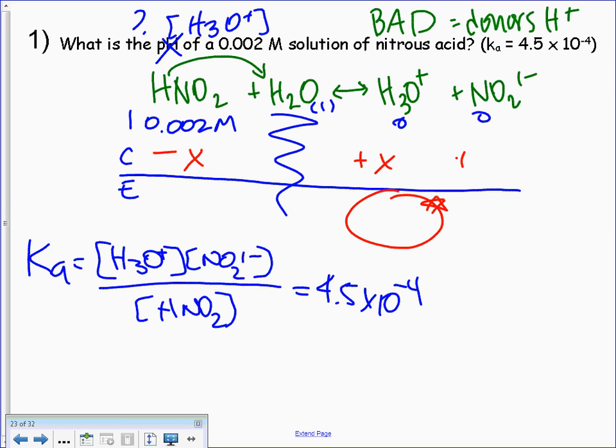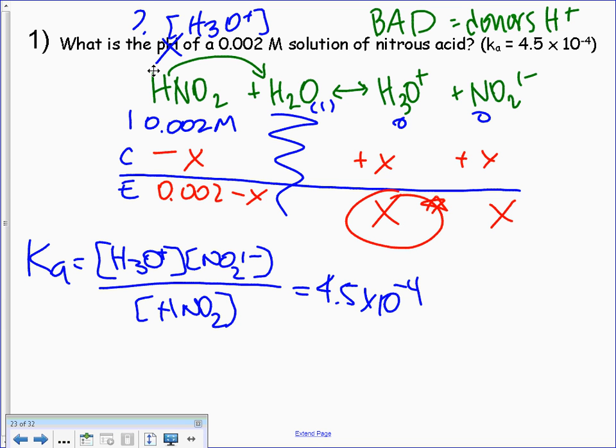1X and 1X. And remember, you're subtracting from the reactant side and adding to the product side because you're making products when you react reactants. So then at equilibrium, we have 0.002 minus X, you have X, and then you have X, right? The beauty of this is if we solve for X, we have our answer. We just need to do the negative log of it to get our pH. So then how do I solve for X?